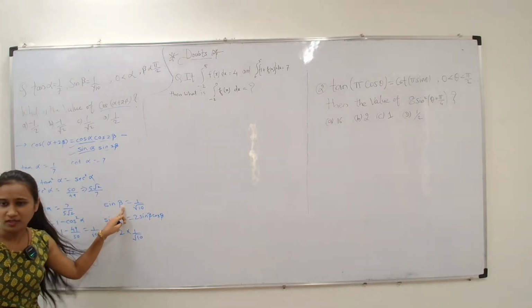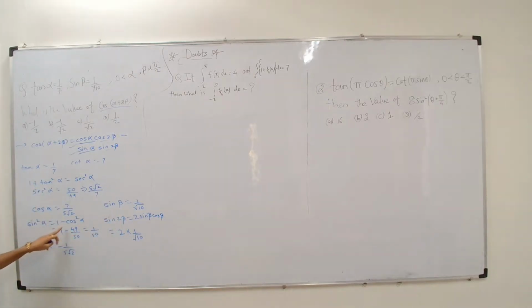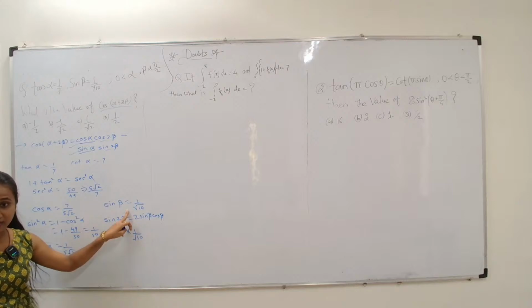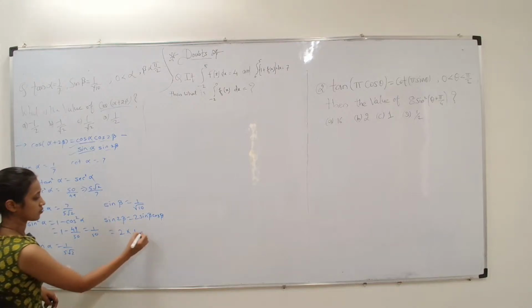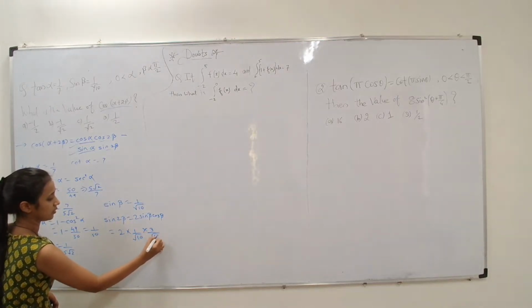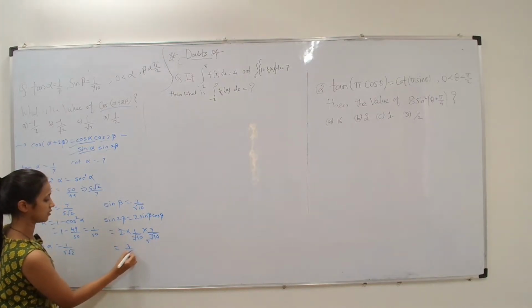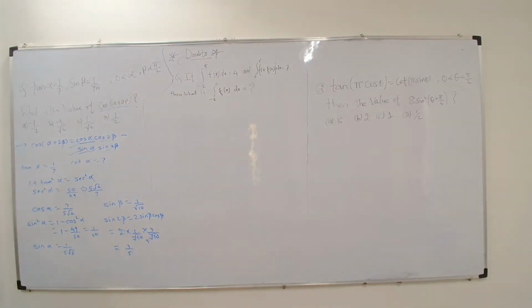Sin beta 1 by root 10 है. Cos beta कैसा करना? Using this formula, cos square beta is 1 minus sin square beta. So 1 minus 1 by 10. That is 9 by 10. That is 3 by root 10. So 3 by root 10. Right? So 2 5s are 10. Answer is 3 by 5. What it is? Sin 2 beta.